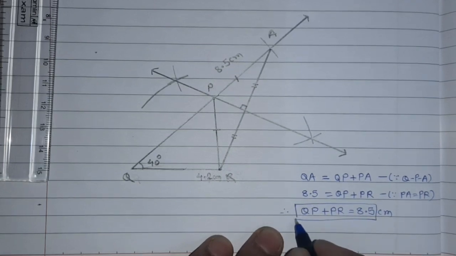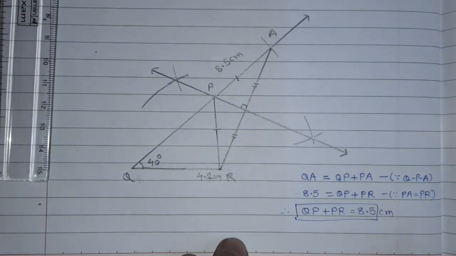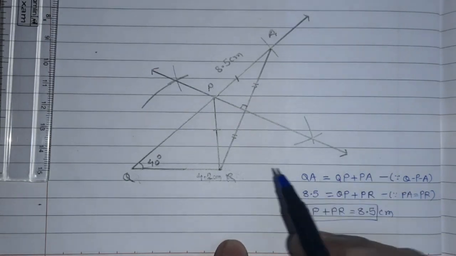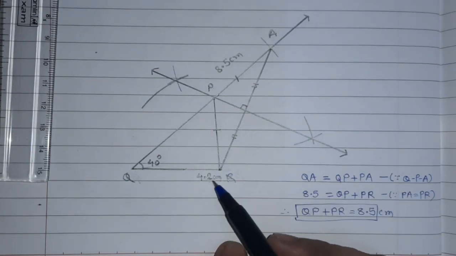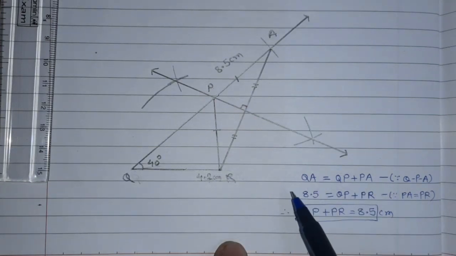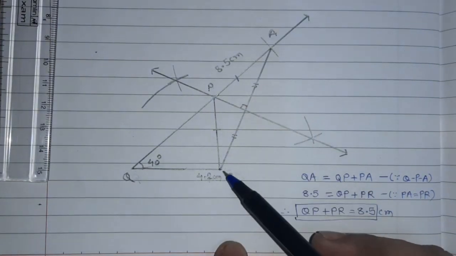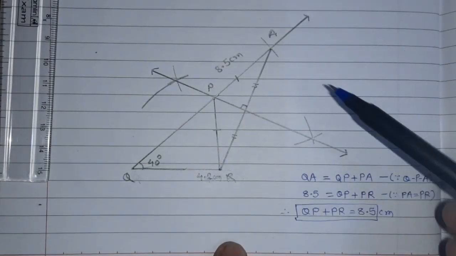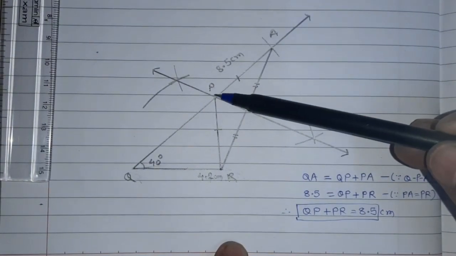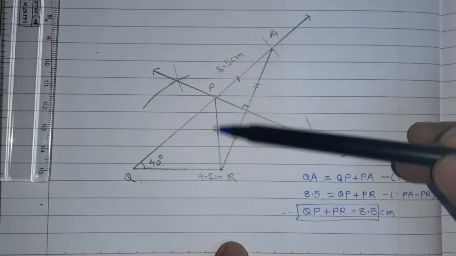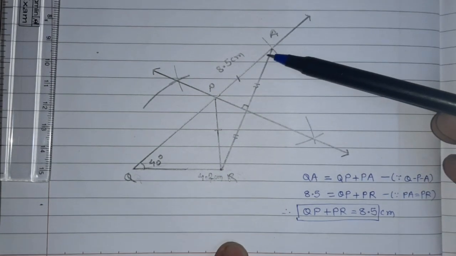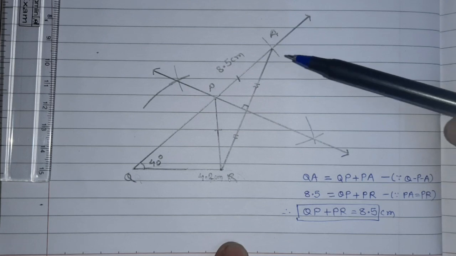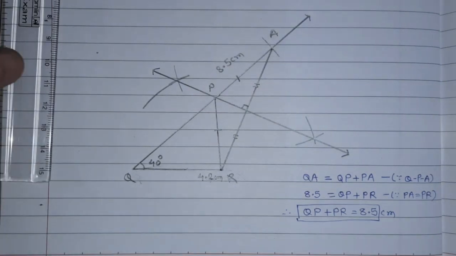This is the analysis. This analysis you must write while constructing such a type of triangle. I think everyone got this. What is this? This is segment AR and this is the perpendicular bisector. Therefore, on the perpendicular bisector, point P is there. Therefore, PR is equal to PA. Got it? Now, do the construction.